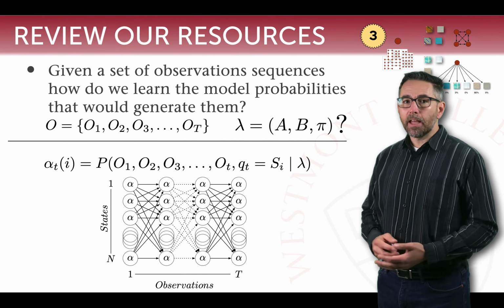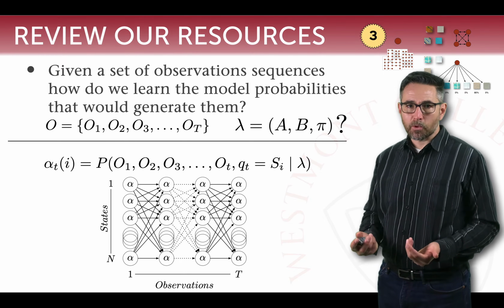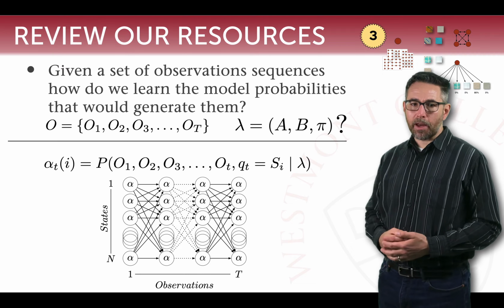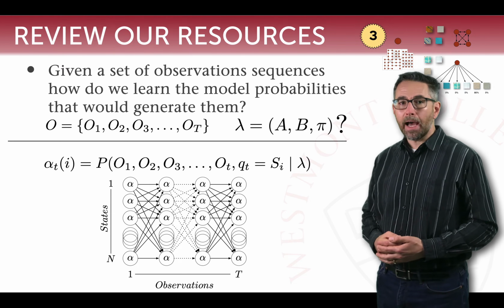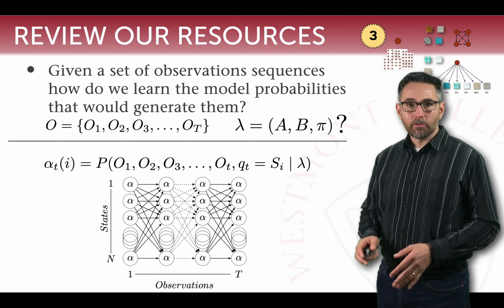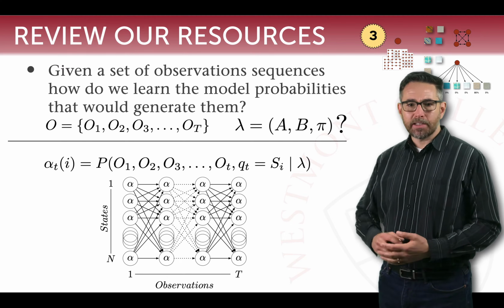So to start with, let's review what resources we've developed, what mathematical formalisms and which algorithms we've tackled in order to use these to make our estimates better. First of all, recall that we have a variable called alpha. Alpha is different than A. Remember, A is our transition probability from one state to another, but alpha is different.